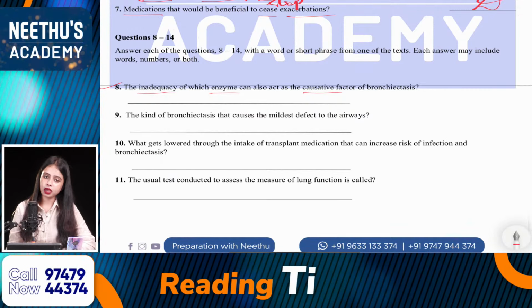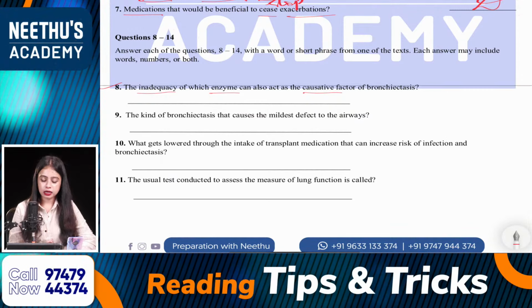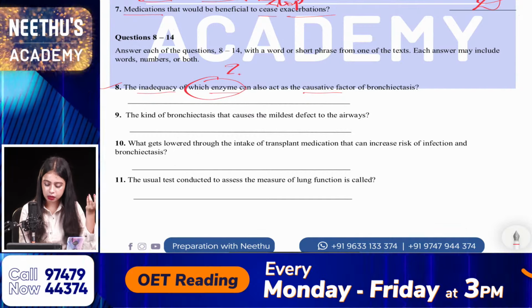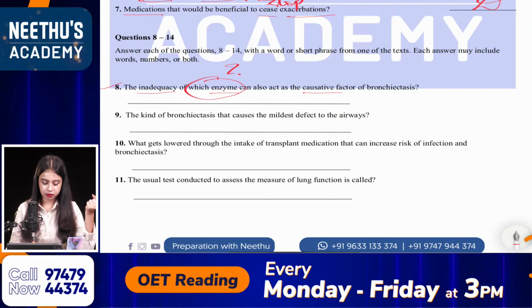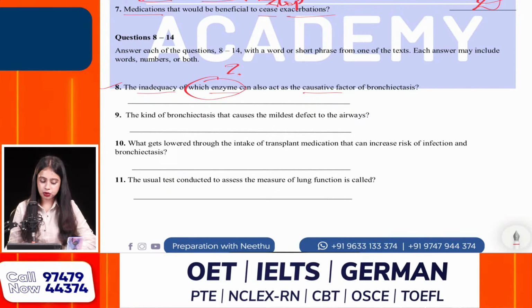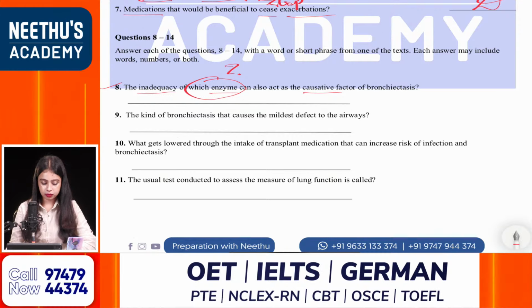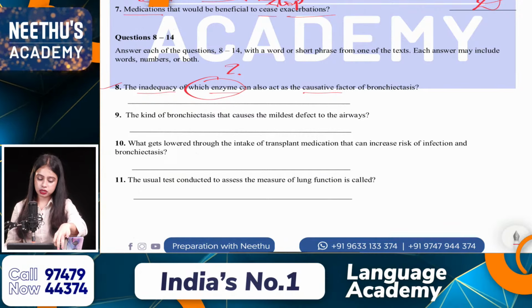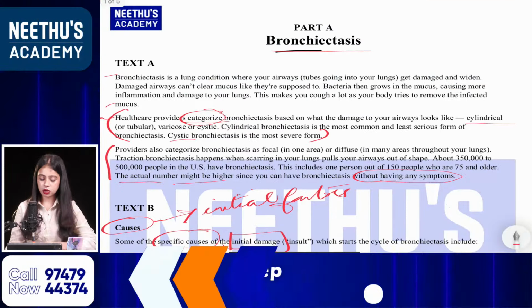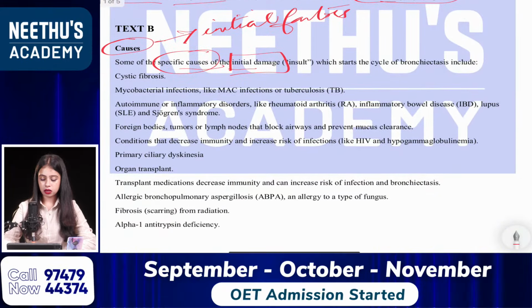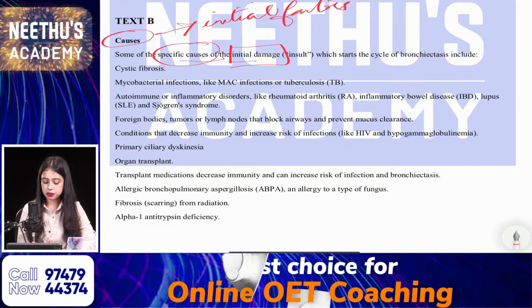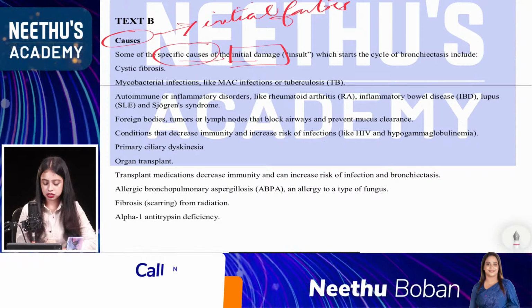Do you know the answer? 8th question: inadequacy of which enzyme? So, always answer to the question. You have a question, and it asks which enzyme. Let me know your answer. Which enzyme is mentioned? It is a causative factor that comes under the causes. So I stick with text B, causes. And which enzyme is mentioned here?